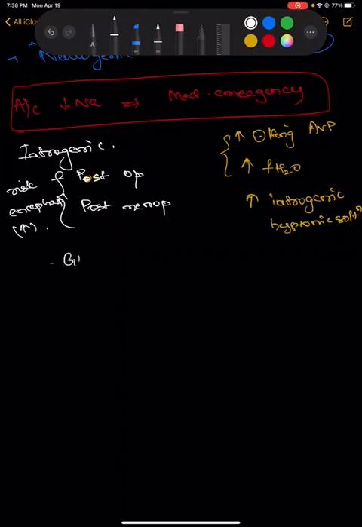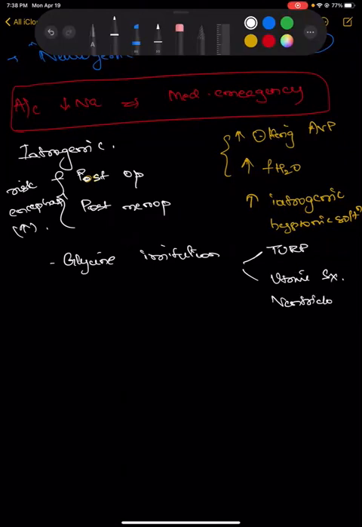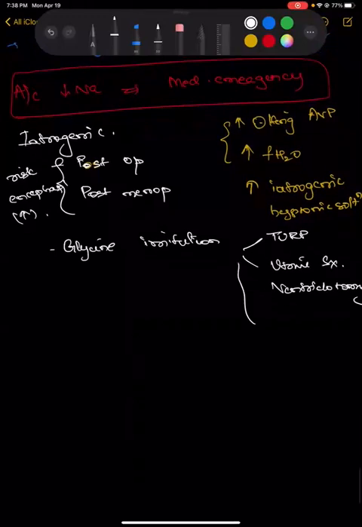Then, for example, glycine irrigation, which is given in TURP procedures, resection of the prostate, and in uterine surgeries. In other procedures like ventriculotomy and colonoscopy, glycine is not used. Glycine is used only in TURP and uterine surgeries. But the mechanism is the same, because in all of these we are introducing iatrogenic hypotonic solution into the patient's body. That is the reason why you get hyponatremia.